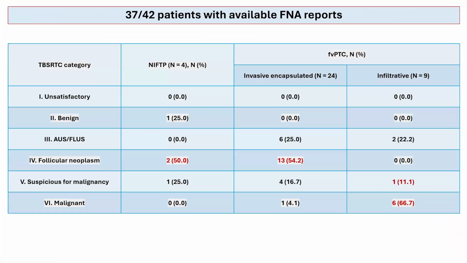So looking at this cohort, now how were these really called preoperatively by FNA? As I said, the majority of these are going to end up in the Bethesda 4s. Actually, one case was even called benign, which is actually known.